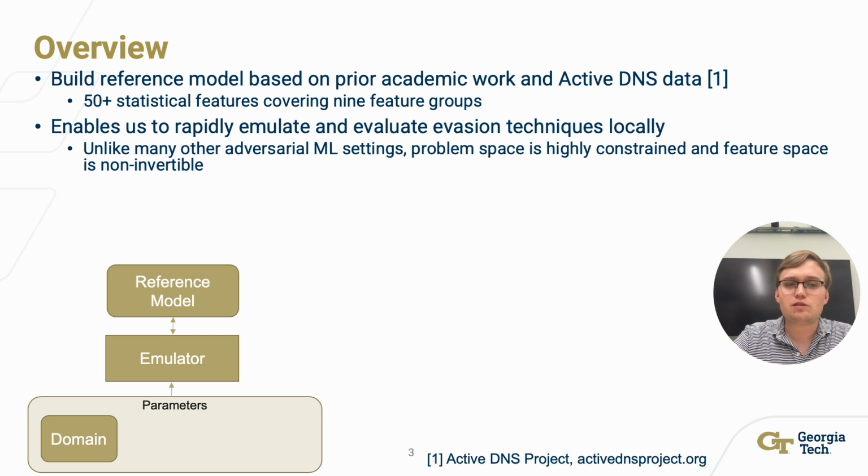This reference model allows us to rapidly emulate and evaluate our evasion techniques locally and in a sandbox and secure environment. This is different than a lot of other ML settings. In a lot of other ML settings, there are gradient techniques that are used to manipulate features in the feature space, although here we do our attacks in the problem space. This is because the problem space is highly constrained. Adding a DNS record can greatly change your features in a very unexpected way. Additionally, the feature space is non-invertible. You might have 2 domains that map to the same feature vector entirely.